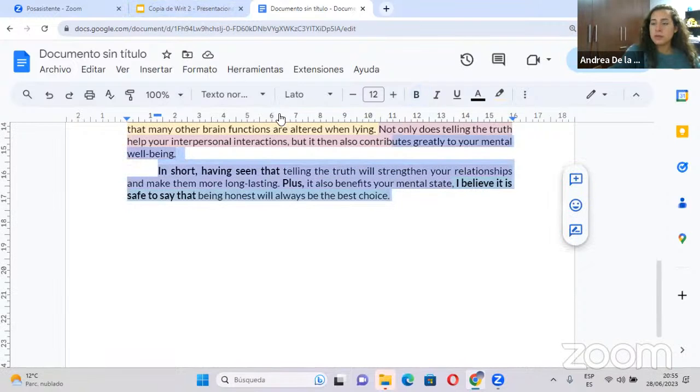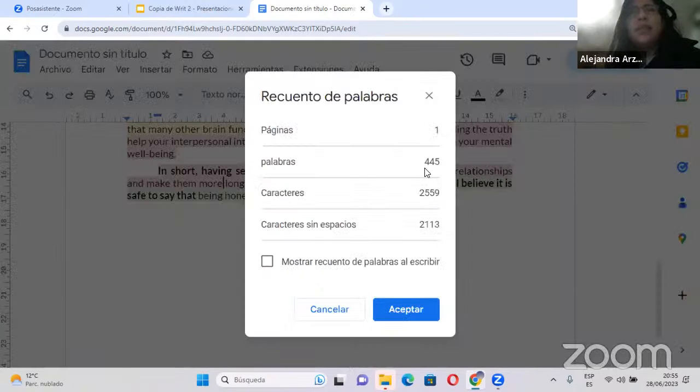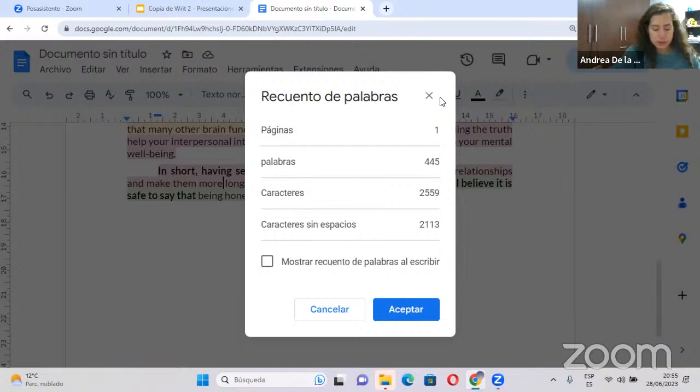Okay, let's count these words. The link is in the WhatsApp group. I'm sorry, Alejandra? That link is in the WhatsApp group. Yeah, I think it's there. I did send it. All right, thank you.